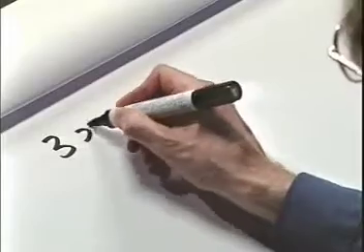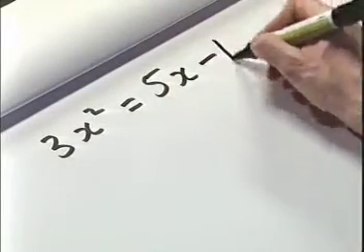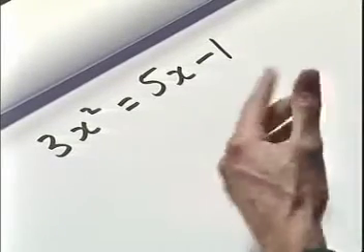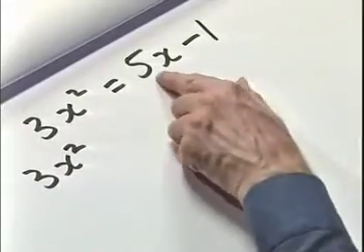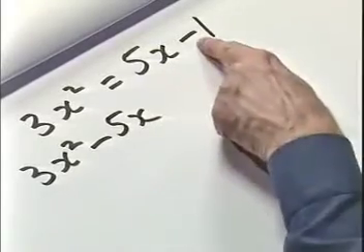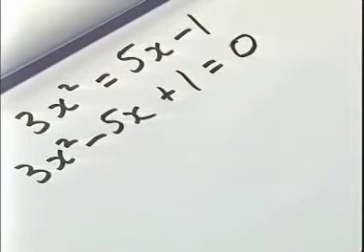Let's take one more example of using the formula. And the one that we'll take this time, 3x squared equals 5x minus 1. It doesn't say equals 0, so we must write it as equals 0, because that's the form that the formula demands we have the equation written in. So 3x squared, and we've got to take 5x away from each side, and we've got to add 1 to each side. That ensures that we have that.